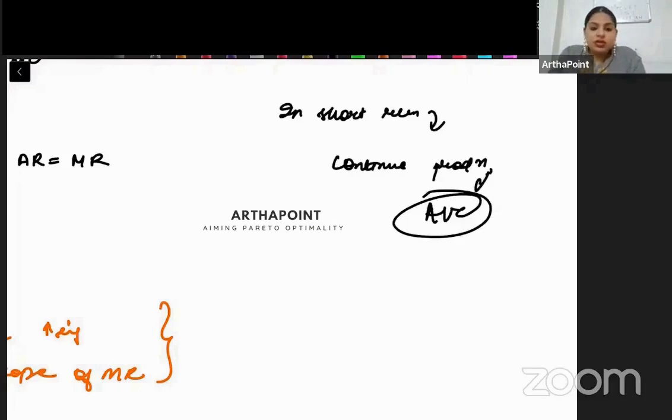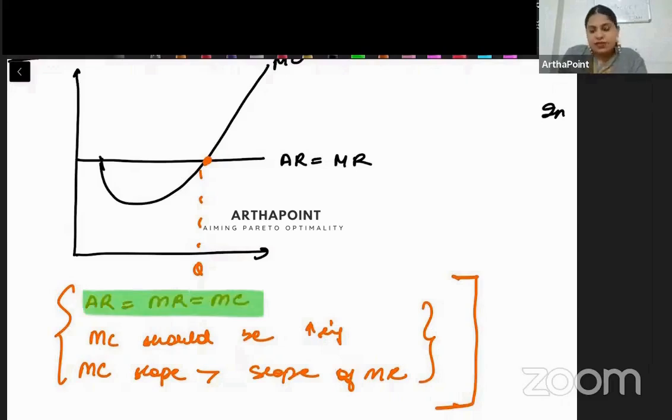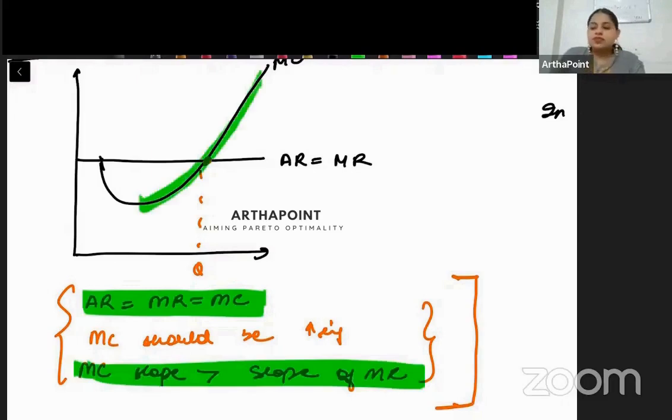You must be above the shutdown point. I need to cover my AVC. But this condition will always be satisfied. AR will always be equal to MR. MR will be equal to MC. So AR, MR and MC will be equal, and MC should be increasing. This is the minimum condition I require.